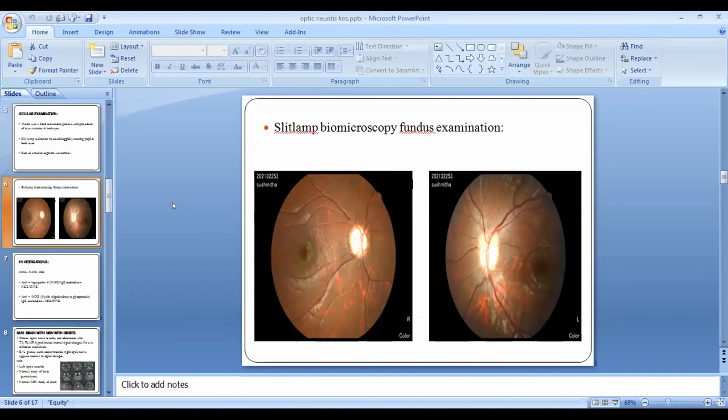Next, coming to the slit lamp biomicroscopic fundus examination. On right eye examination, the optic disc is pale with defined margins, physiological cup is obliterated, blood vessels are normal, and foveal reflex is present. Coming to the left eye examination, optic disc appears hyperemic with ill-defined margins, and the physiological cup is obliterated. The veins appear dilated and tortuous. Arteries appear normal, and the foveal reflex is present.